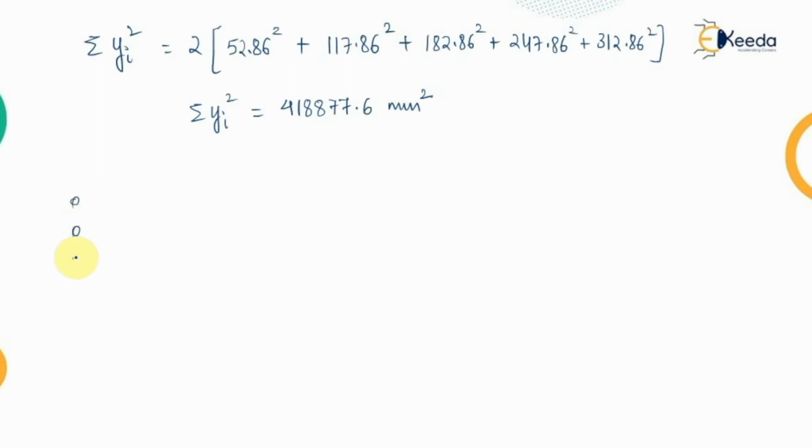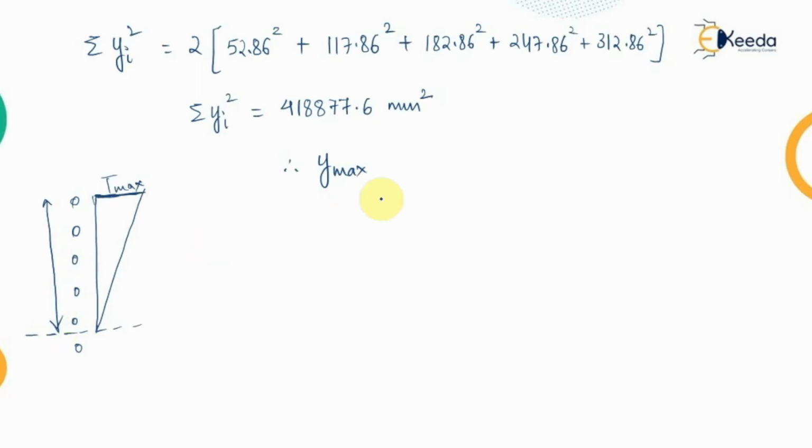While the Ymax value, because if these were the 6 number of bolts, 1, 2, 3, 4, 5 and 6, so the line of rotation was acting at this point, so that means the bolts which are present here will be in tension, while the bolt which is at the largest distance from the line of rotation will be in the maximum tension. Therefore, Ymax is to be calculated corresponding to this bolt. This will be the Ymax value, and Ymax value is the highest one, that is 312.86 millimeter.